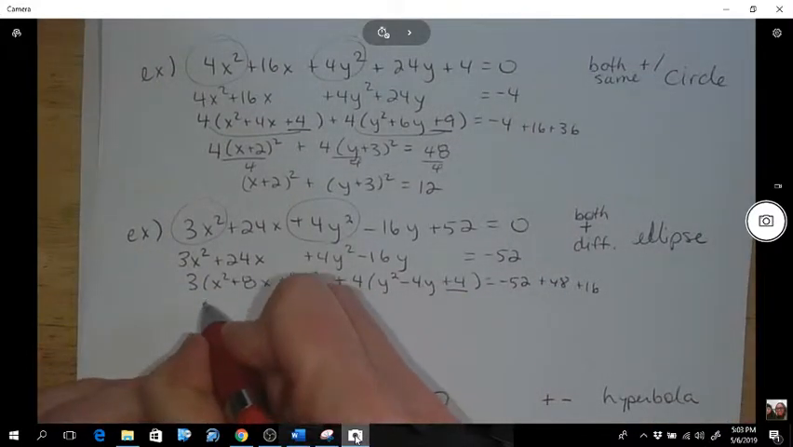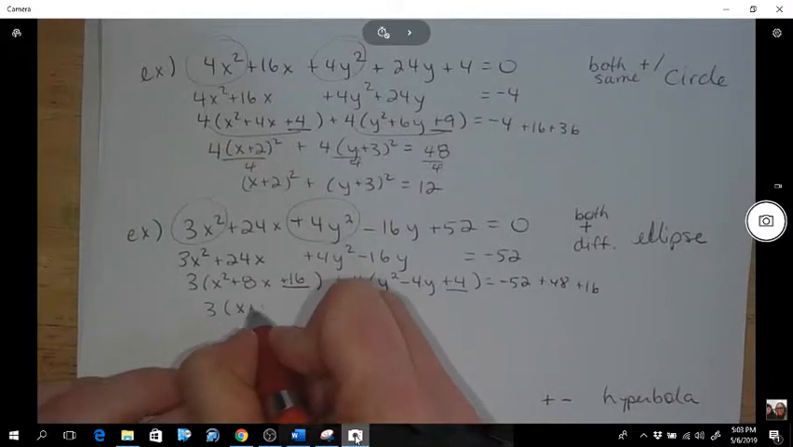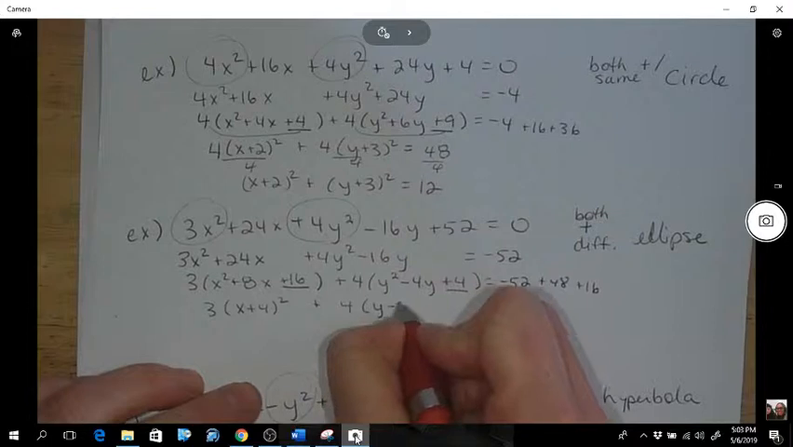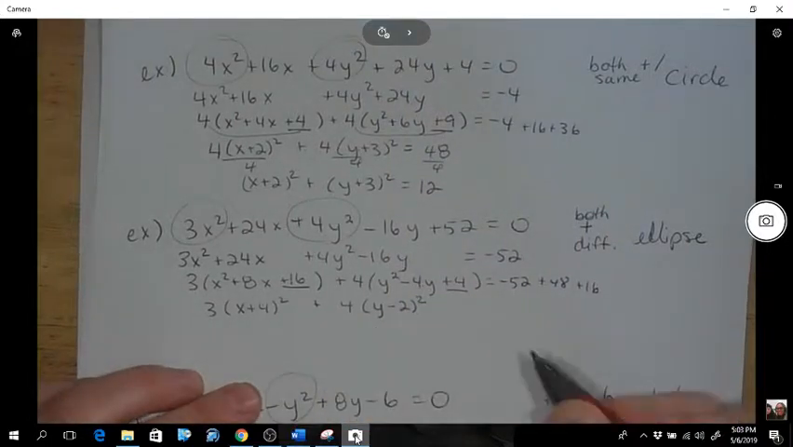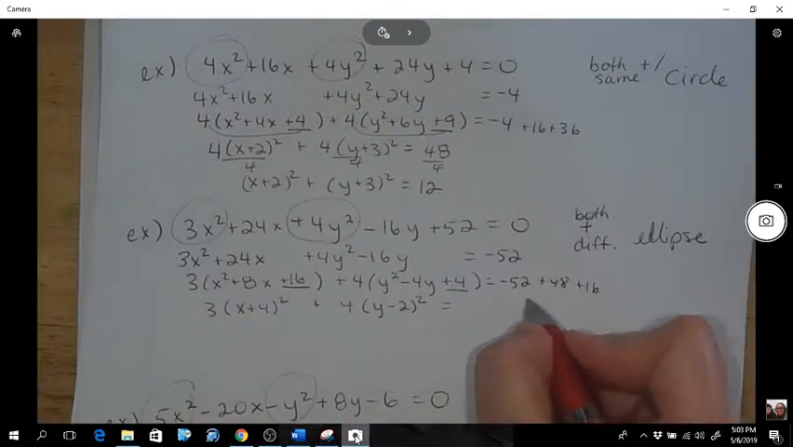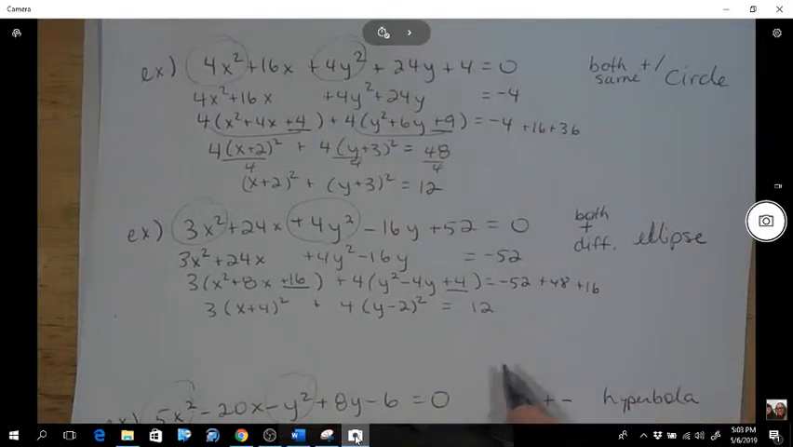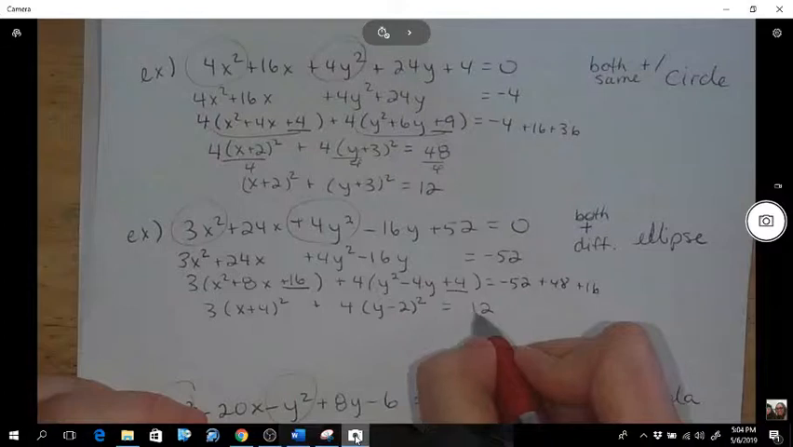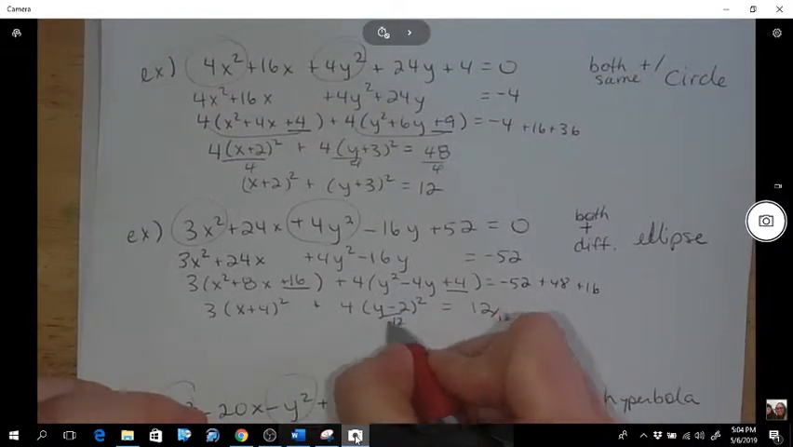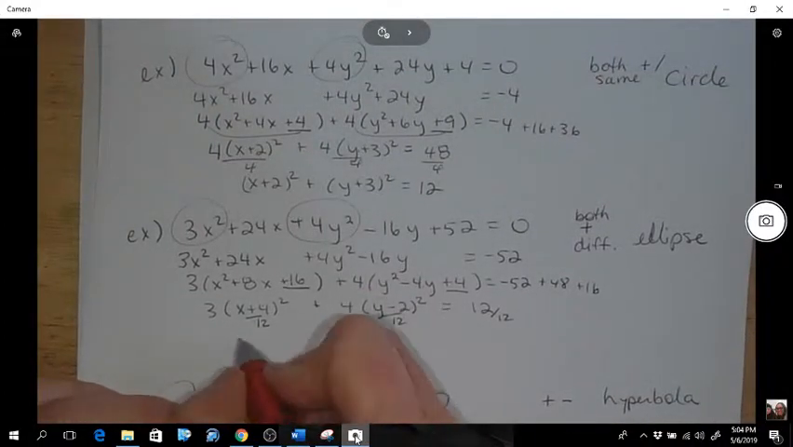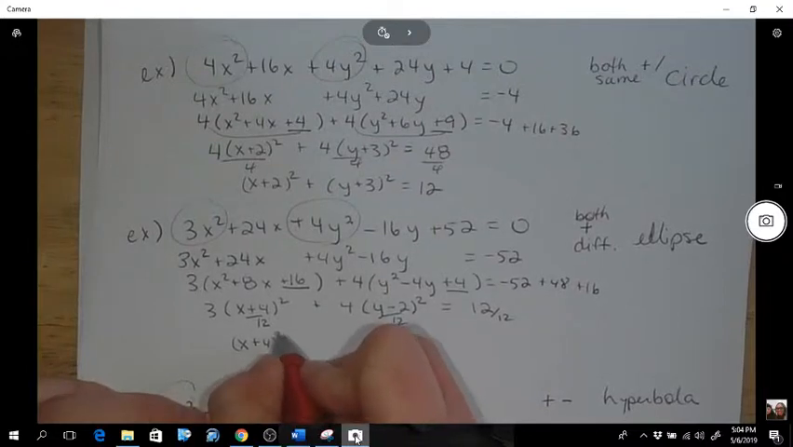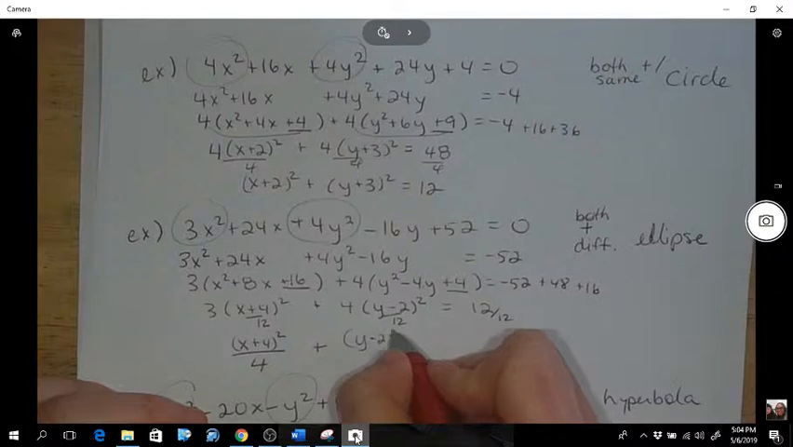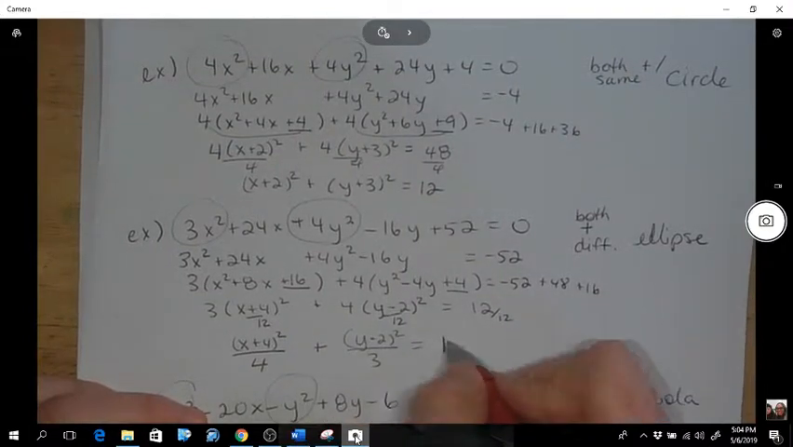So now we have 3, and the binomial is (x plus 4) squared. This binomial is (y minus 2) squared. And on that side, that all adds up to 12. And this is an ellipse, so we always want 1 there. So we need to divide everything by 12. Okay, so this will reduce to having a 4 on the bottom. This would reduce to having a 3, and then we get our 1.